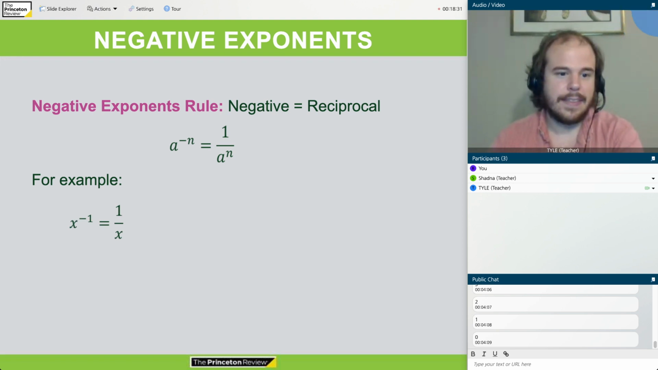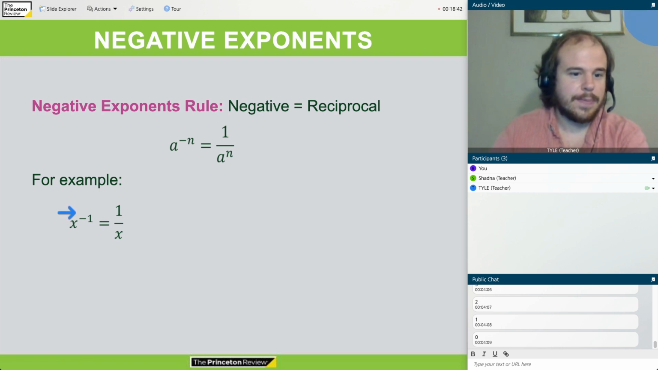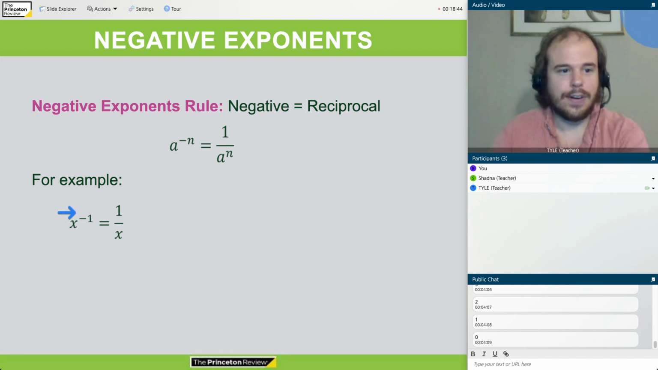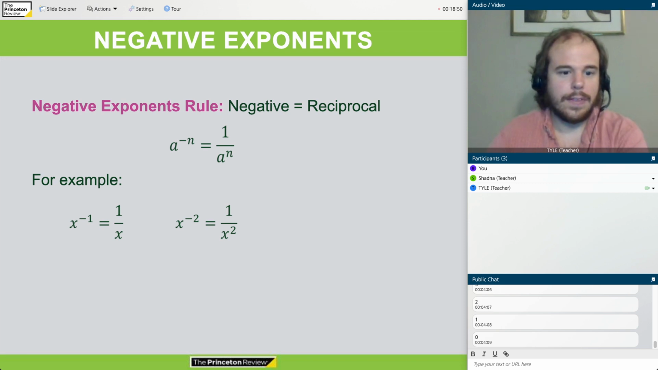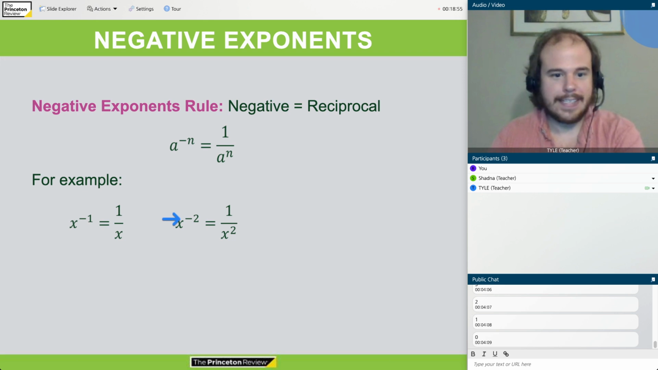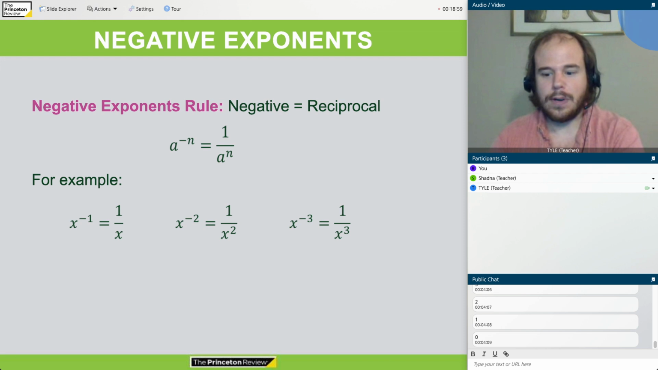X raised to the negative first power just means 1 over x, since that negative in the exponent just corresponds to taking the reciprocal. Next example, what if it was x to the negative 2 power? Well, the negative still corresponds to taking the reciprocal, so we get 1 over x squared. Or if it was x to the negative third, it would be 1 over x cubed.